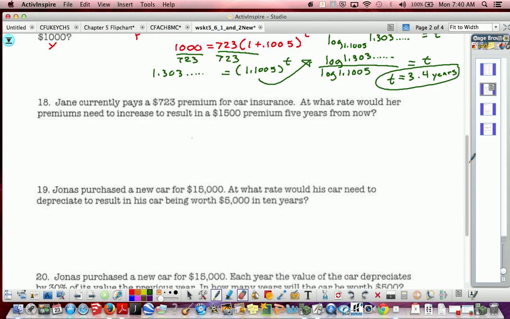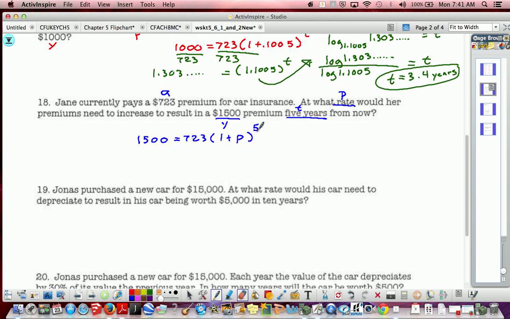All right, 18 says Jane currently pays this premium for car insurance. What rate would her premiums need to increase to result in a $1,500 premium 5 years from now? So let's take a look at the variables that we have here. Here's our A. We want P. Here's our Y. In 5 years, there's our T. So in this one, we're going to have 1,500 equals 723 times (1 plus P) to the 5th power.